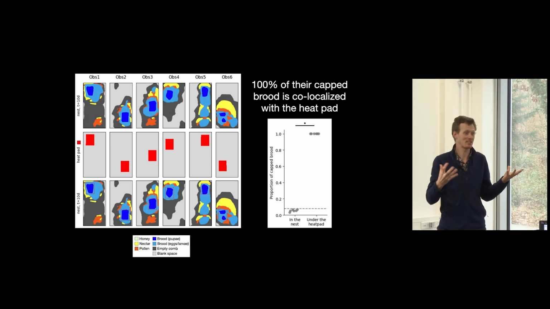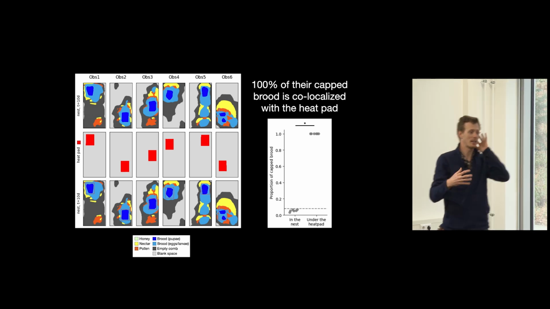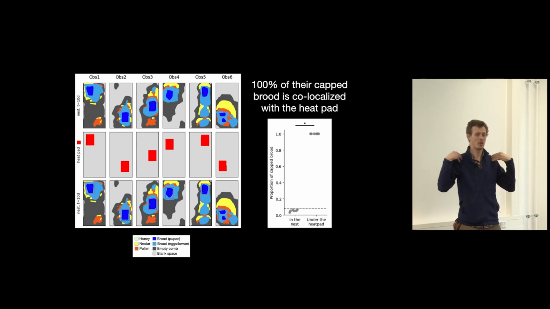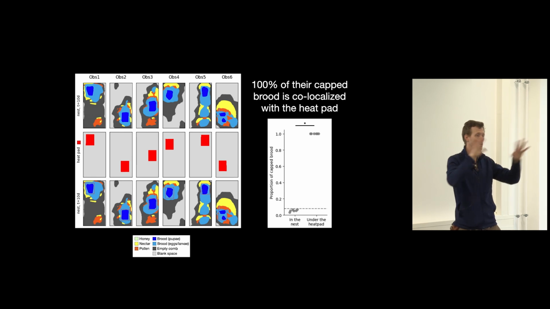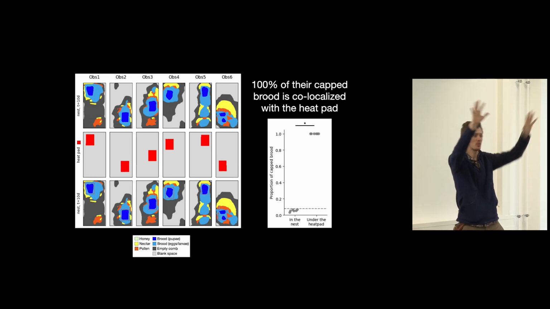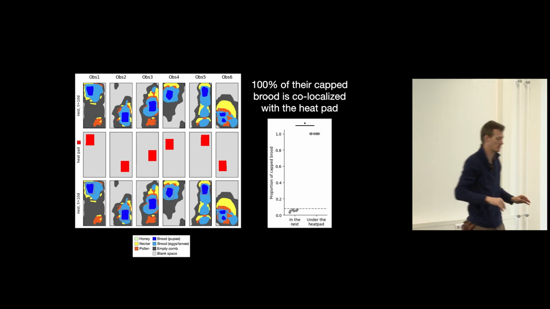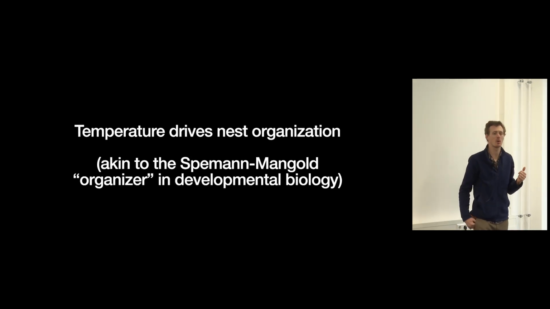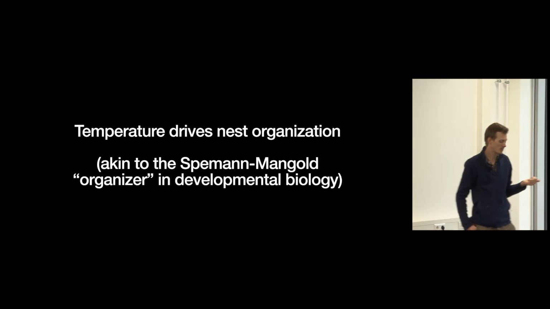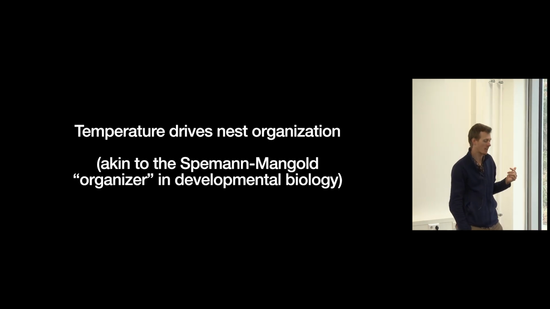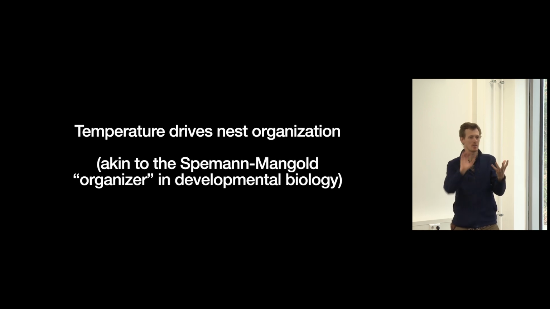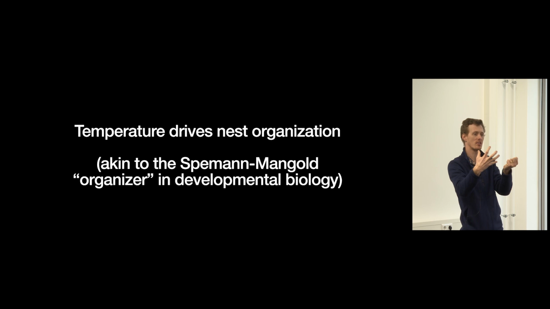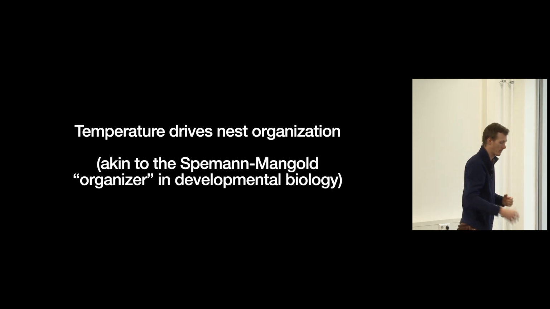What this is telling us is that temperature, which we know is important for bees, is a way for these bees to indicate where they're going to position their nest. Remember, they're getting installed in this box. They have no prior nest. They can literally put their nest wherever they want in that two-dimensional space. So this temperature was somehow important for nest organization, kind of similar to a Spemann-Mangold organizer in developmental biology. The idea being that you have some point of initiation, and that's going to then induce other parts of the nest, and you create this whole pattern.